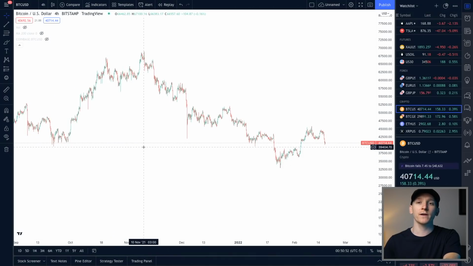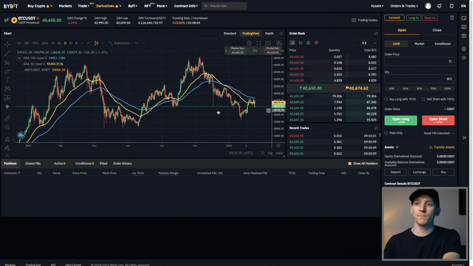I also recommend TradingView. TradingView is free. You can go and use it and really start practicing around. There is a paid version as well, but you can use the free one as well. So I'm going to use both Bybit and Binance in this tutorial to show you.